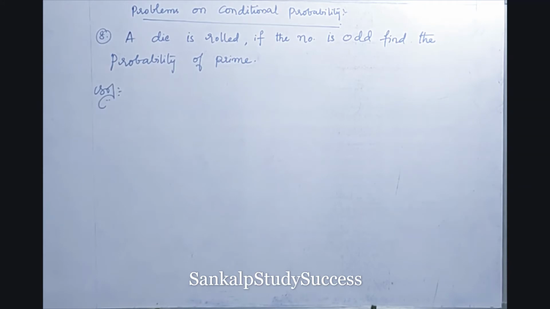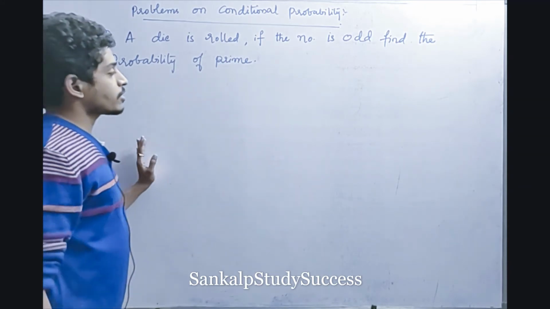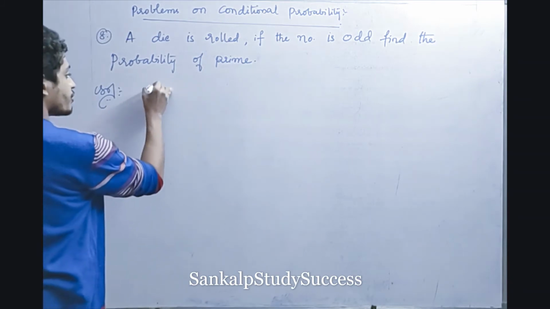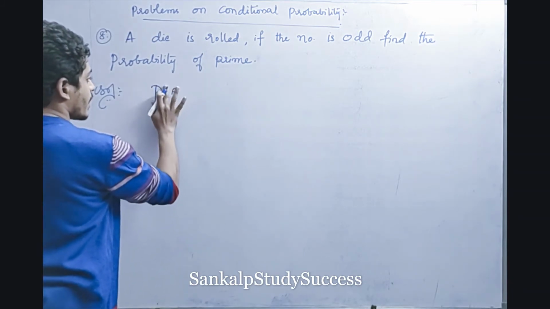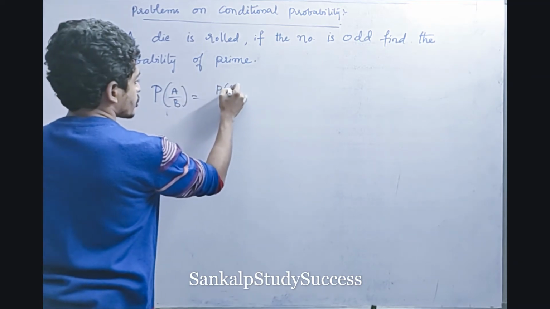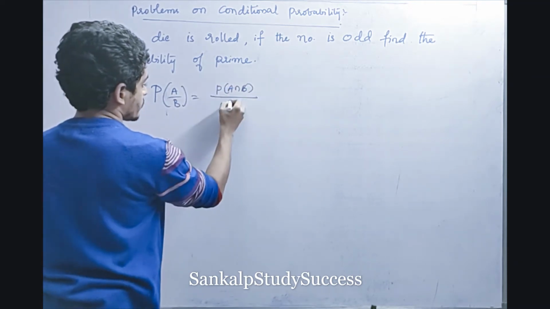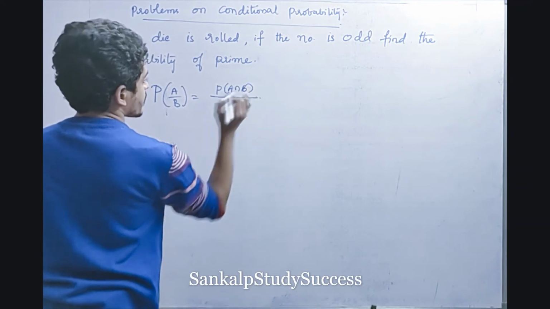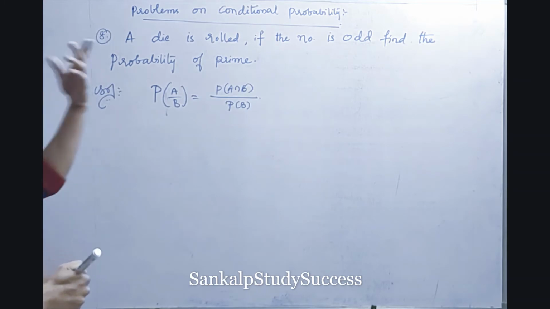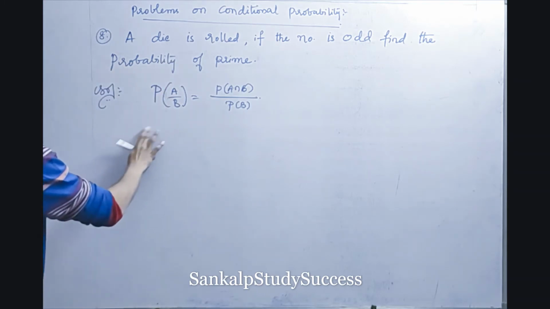Next question, friends. These are the questions based on conditional probability. We already know the conditional probability formula: P of A divided by B is nothing but, first of all we need to do intersection in numerator, P of A intersection B divided by P of B. A die is rolled, if the number is odd, find the probability of being prime.